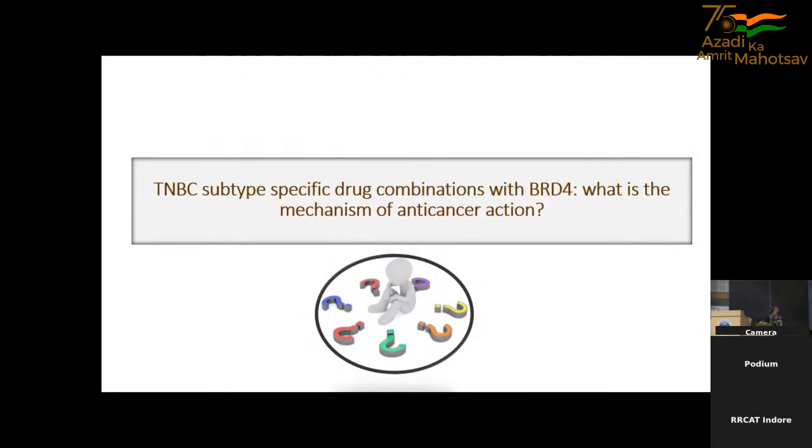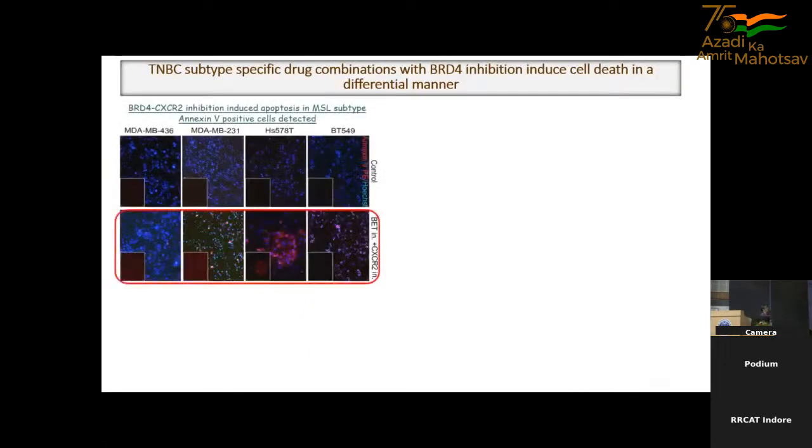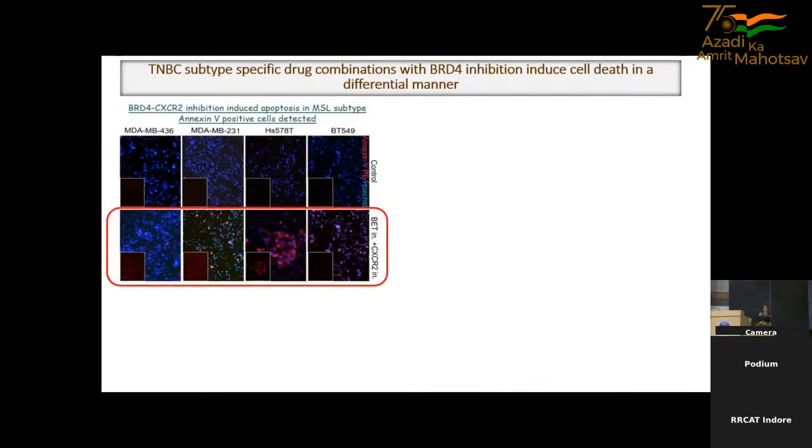So then we asked, what is the mechanism of this drug? So then we went ahead and checked certain cell death pathways. For the CXCR2 combination with BRD4, we could immediately see that there's an induction of apoptosis, which is seen by annexin V, which recognizes membrane flipping, which is a classical behavior of cell membranes when the cells undergo apoptosis.